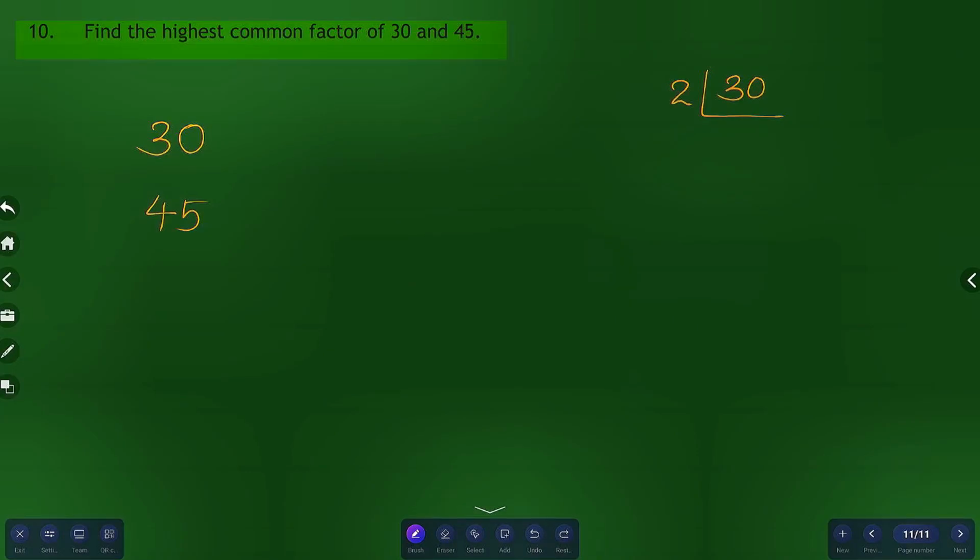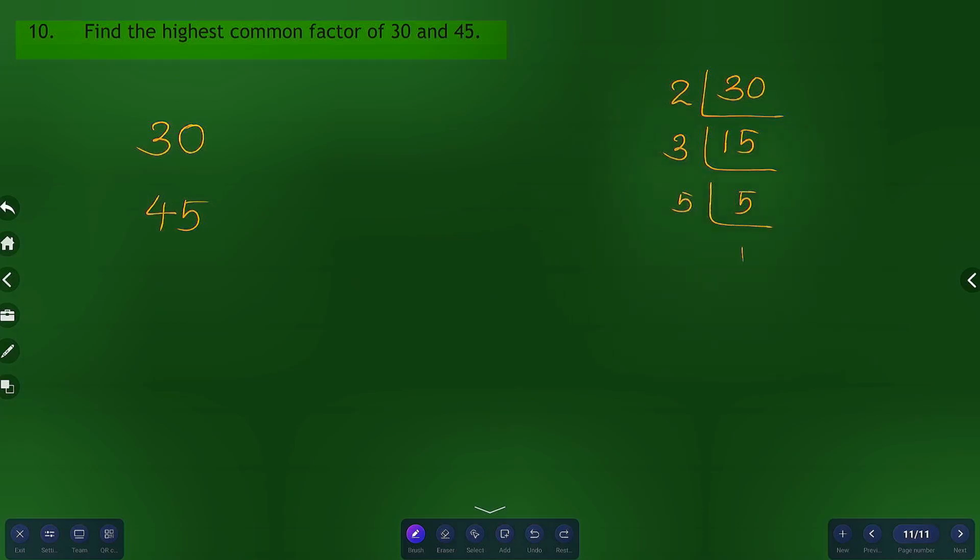30 divided by 2, the answer is 15. Now 15 we cannot divide again by 2. What is the next prime number after 2? Yes, it's 3. So shall we divide 15 by 3? Correct. The answer is 5. 5 is divisible by 5.